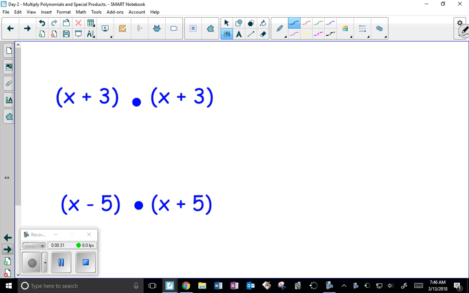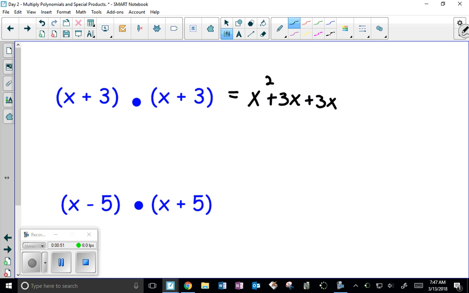Well, let's see what happens when you do two things that are exactly alike. So let's FOIL it. You can always FOIL these guys. If you never learn these special tricks, it is fine. You can always FOIL if it's a binomial times binomial. But if we were to FOIL, we get first terms, outer terms is 3x, inner terms is another 3x, and then of course last terms is 9. So that would end up being x squared plus 6x plus 9. Do you see a pattern between this and this?